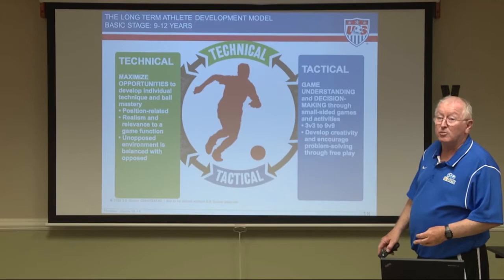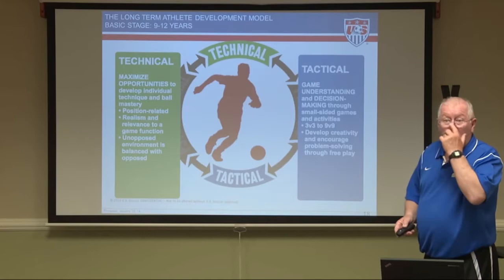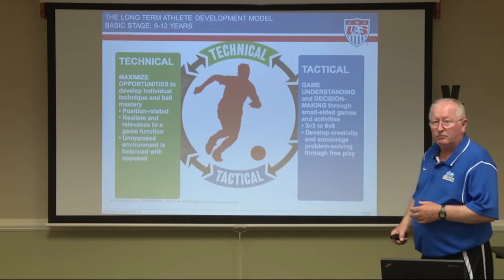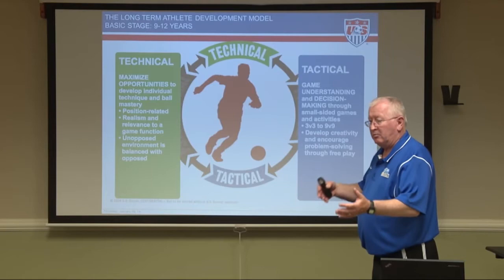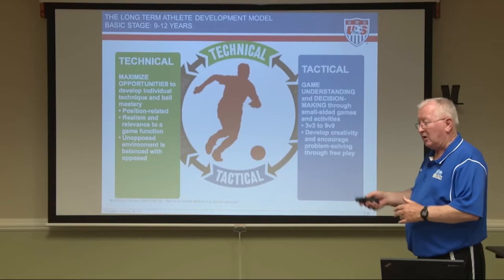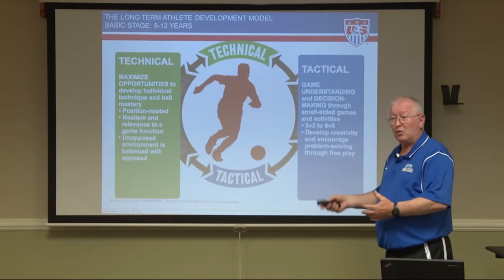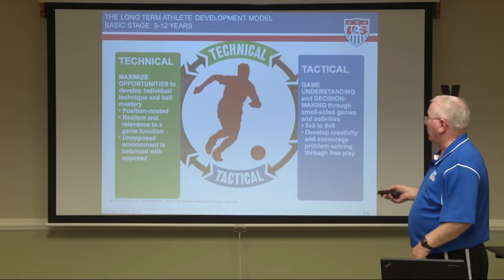Unopposed environment is balanced with opposed. So normally at the beginning of practice, we may not have too much opposition because we're going to spend time with this ball mastery and technical area, and we're going to allow them to be with the ball and maybe ask for some specifics. But then we have to put it in a competitive environment because that's the nature of the game. So we need to make sure that it's balanced and that there is opposition. Why? Let's test our technique to see whether we can keep the ball or use the ball to get around people with an opponent.